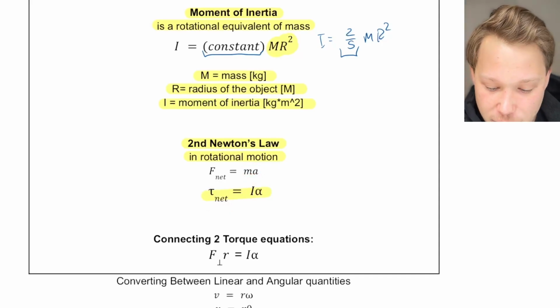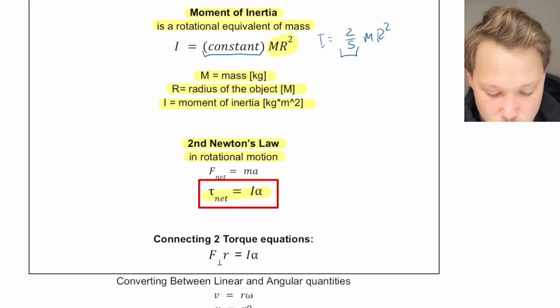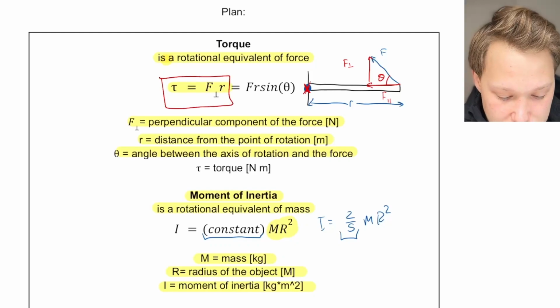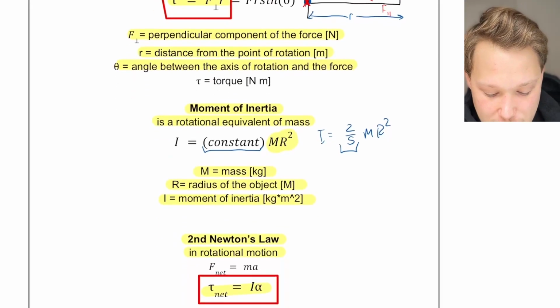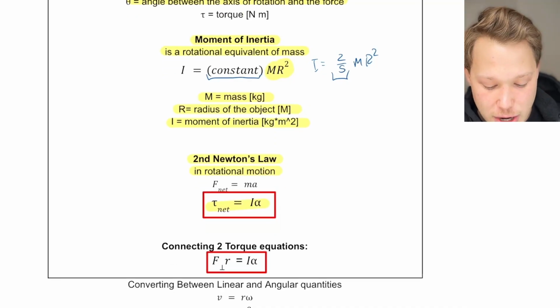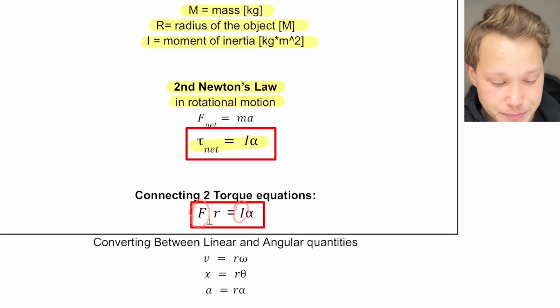So, if you've noticed, we now have two equations for the torque. This one, which is I times alpha, and also this one, which is force times distance. We can combine those two equations into one to get our final equation, right? So we're essentially connecting the forces to the moments of inertia.